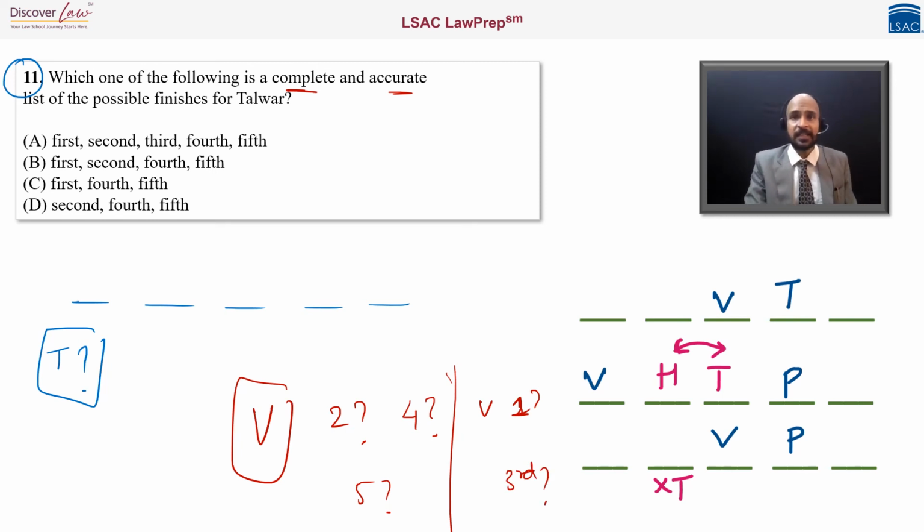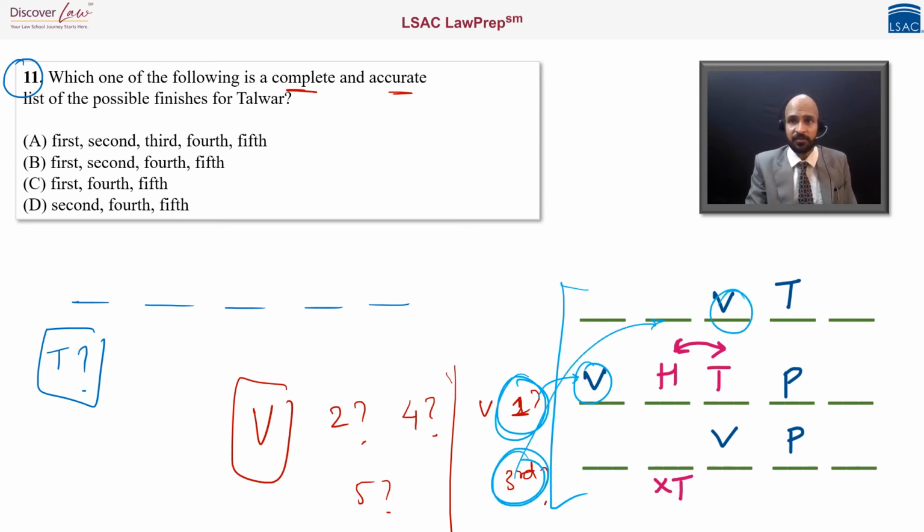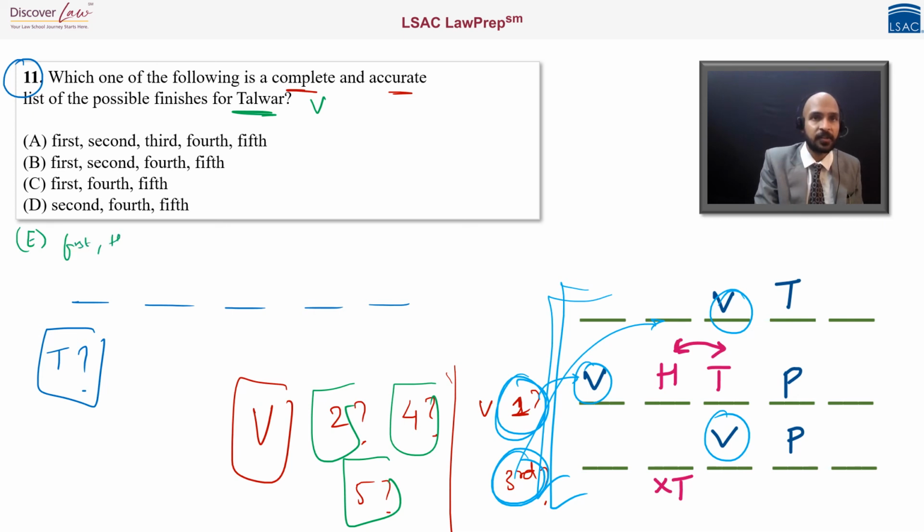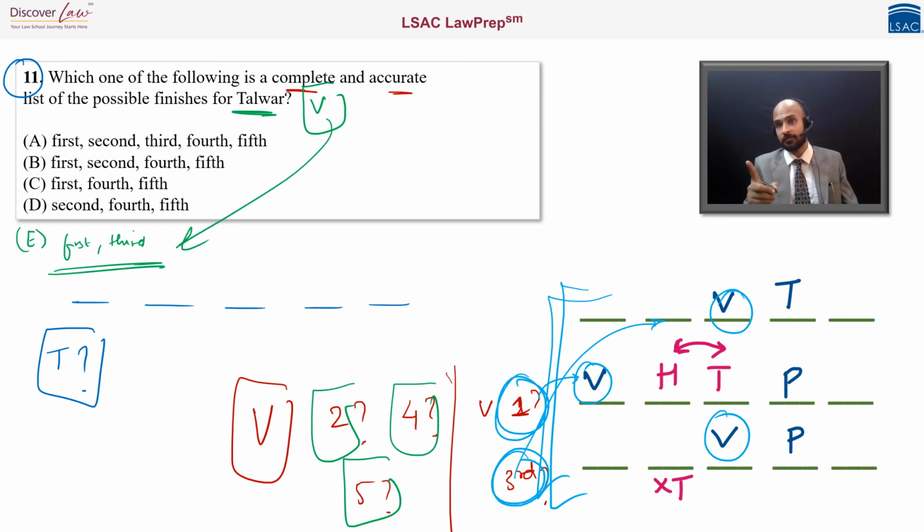You'll see that in these 3 cases, you'll find that yes, it is possible for V to come first. It is possible for V to come third as well. But there are only 3 possibilities here. V can never come second, fourth, or fifth. So if instead of T, here you had V, the correct answer to this would have been first and third. So if there had been an option E which said first and third, and if this had been V, then I would have marked E as the answer.